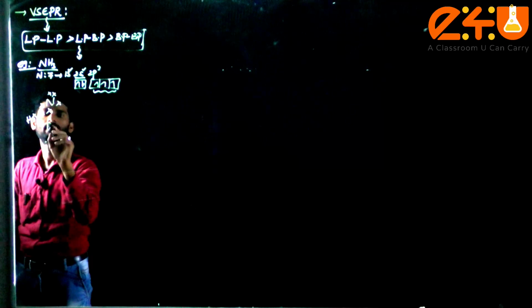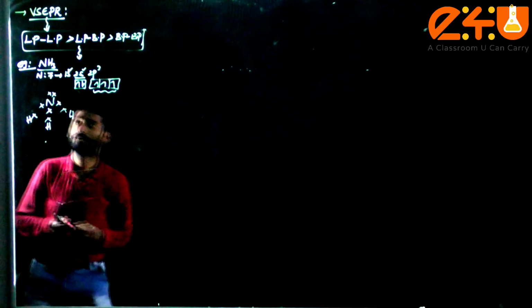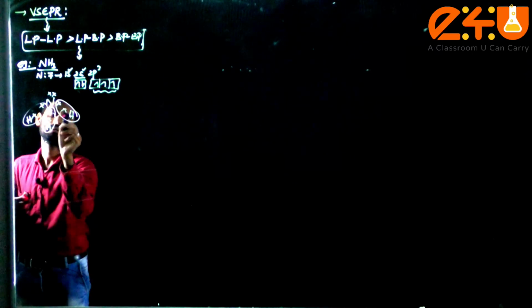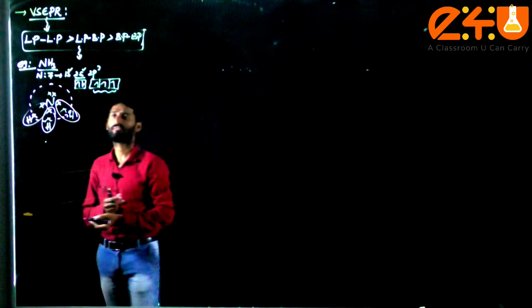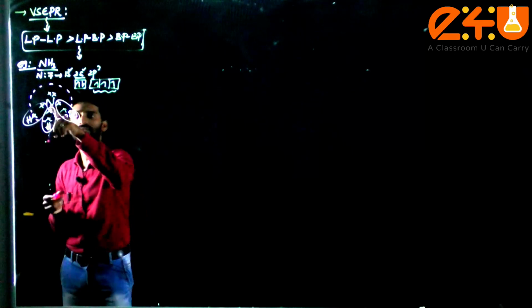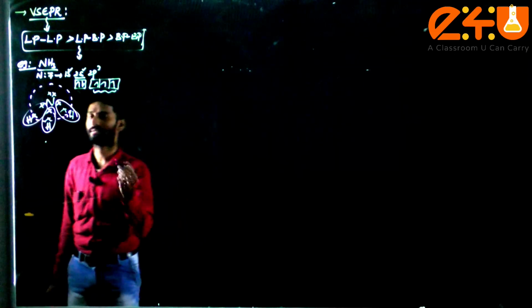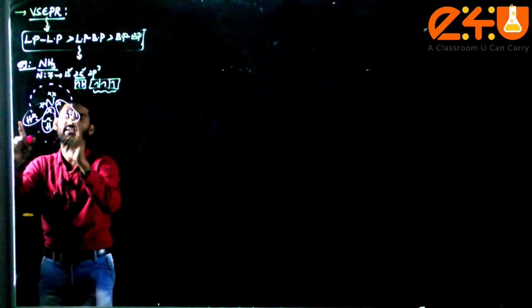Now let me take hydrogen like this. Hydrogen is here, here also hydrogen, here also hydrogen. The number of valence electrons surrounding the nitrogen atom is equal to 8: 2, 4, 6, 8. Now this nitrogen has got octet configuration, and hydrogen gets helium configuration. This is the NH3 molecule.